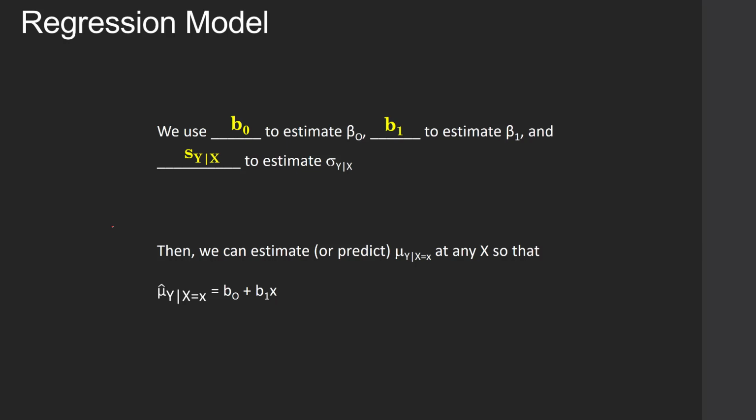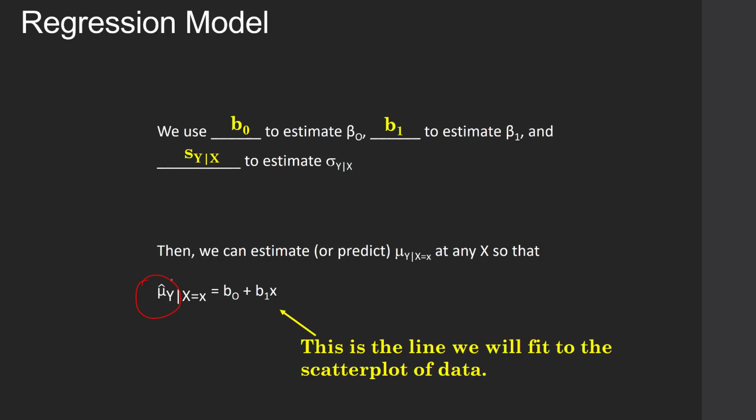And then we can estimate or predict the mean y at a given x so that the estimated mean of the y's at that given x is b naught plus b1x. And this b naught plus b1x is the line that we're going to fit to the scatter plot of data. All right, so now we need to talk about which line.